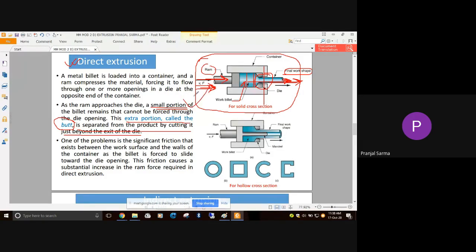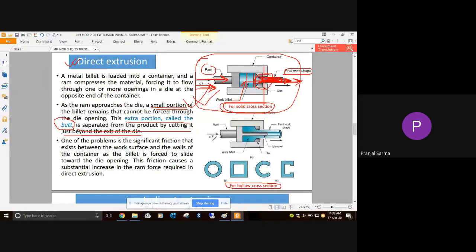Now, as you can see in the figure we have discussed, this is direct extrusion for getting a solid cross section. If you have one single opening or maybe multiple openings like this, then through the opening the whole material is going to come out, and the product that we get will be a solid product. Correct? I hope all of you can follow me. Okay, so that is about solid products. But it's also possible to get a hollow cross section, in direct extrusion or maybe in indirect extrusion also.